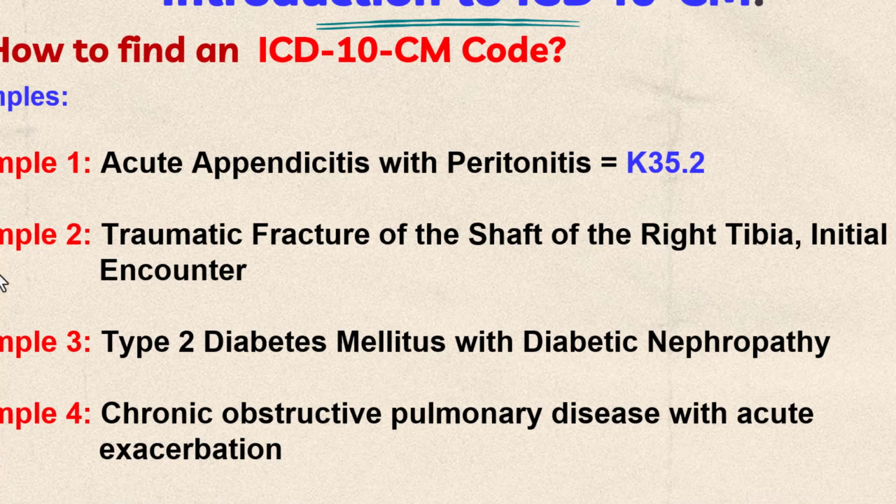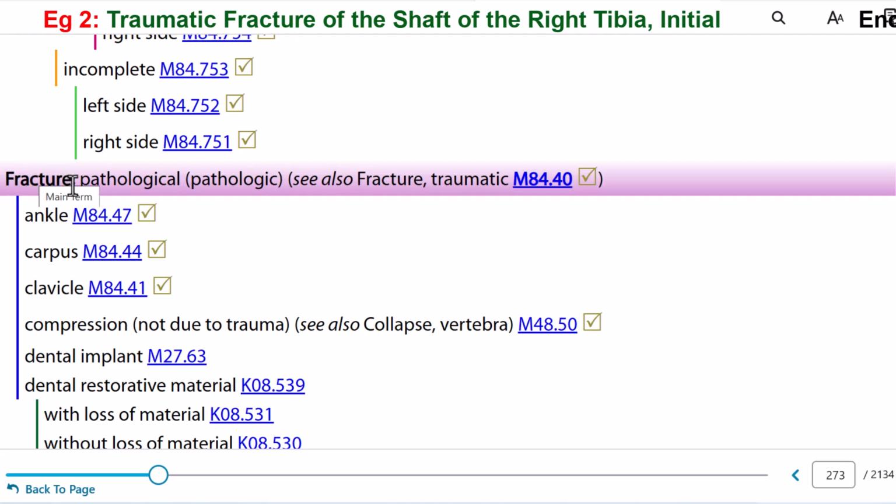Okay, let's check the other condition, that is traumatic fracture of the shaft of the right tibia, initial encounter. Here we have to start the search using the main term fracture. Let's go to the alphabetic index. When you come to fracture, it shows pathologic, but in our condition, it is a traumatic fracture of the shaft of the right tibia. This is pathologic fracture, but within brackets, it also says see also fracture, traumatic. So this will be our code.